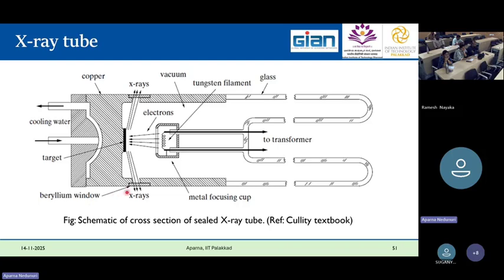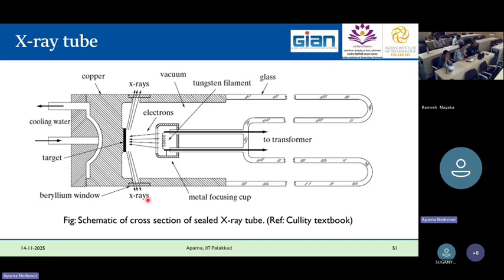And these windows should allow the X-rays to pass through, but they should also withstand the vacuum. Only beryllium satisfies both of these conditions, and hence we have beryllium windows through which the X-rays emitted from the target come out of this sealed X-ray tube, and those X-rays we use as source X-rays now. Those X-rays will come and interact with the matter that we keep.